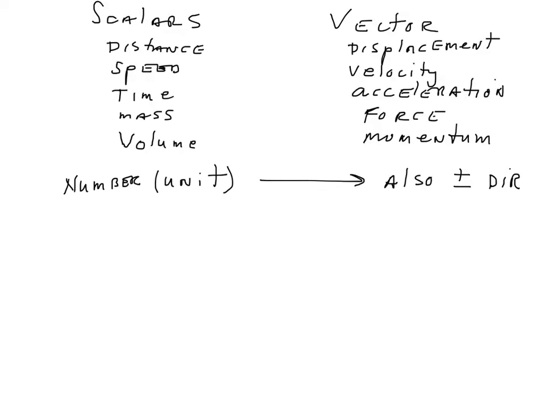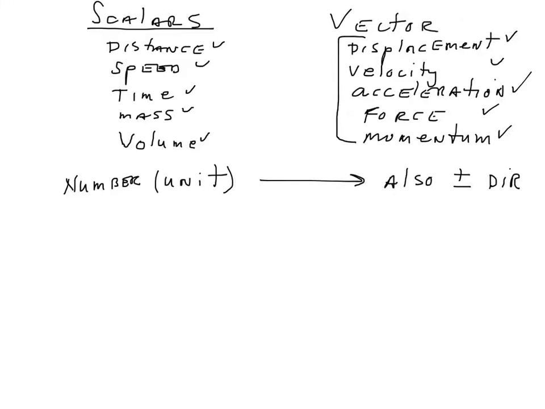Okay, you're back. So under scalars, you should have written distance and speed, and you might have written some other quantities like time, mass, volume. Under vectors, you should have displacement, velocity, and acceleration. Later on, we'll see force, and later yet in the semester, we'll see momentum. Those are the 5 vectors that we'll learn about this semester. Right now we're just focused on the first 3.